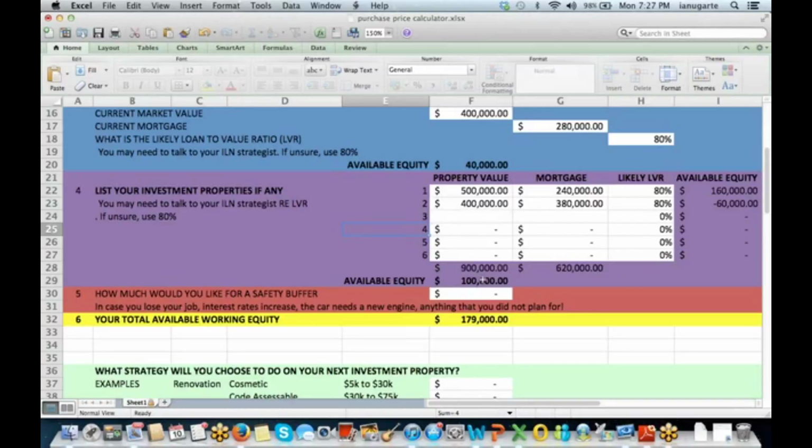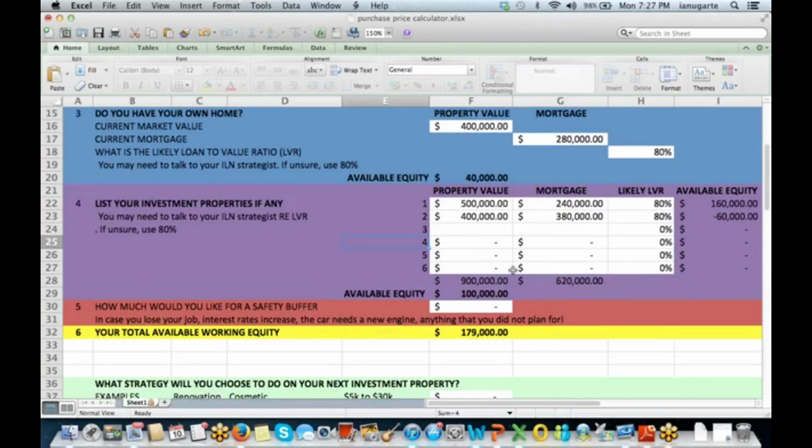Now, out of that $100,000, what am I likely to use for a safety buffer? What am I comfortable with if something happens? If I lose my job, if interest rates go up, or while I'm doing a property, the strategy on the property, I get a left field thing from the council and from the electricity people, and they say, well, you're going to need to upgrade the transformer out the front of the property. So what are you comfortable with?